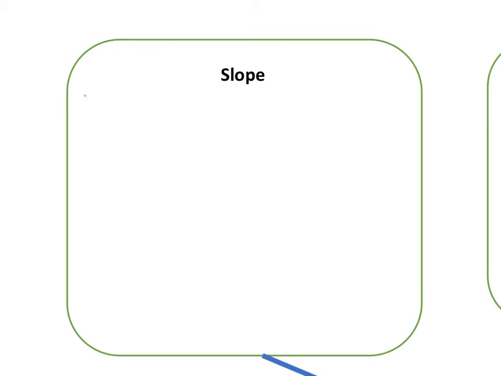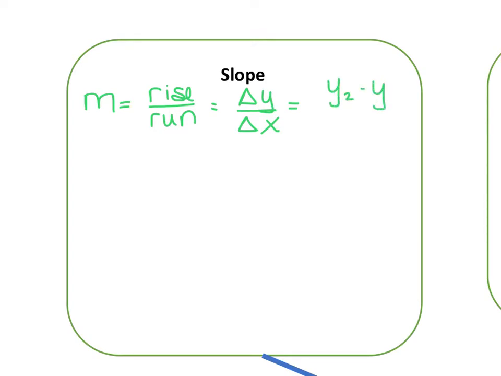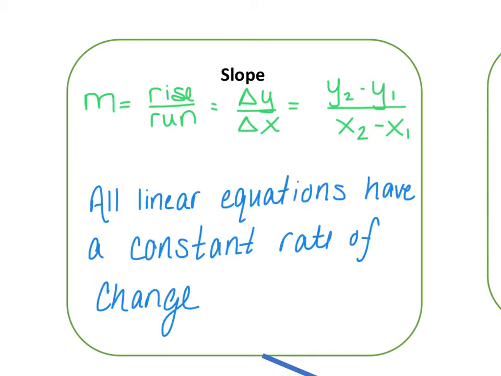What letter do we use to represent it? Well, we've always used m for slope. Hopefully you know that slope is rise over run. It's also the change in y over the change in x, which that little triangle there means it's a Greek letter called delta. The formula for finding slope is y2 minus y1 over x2 minus x1, where you just have two ordered pairs.